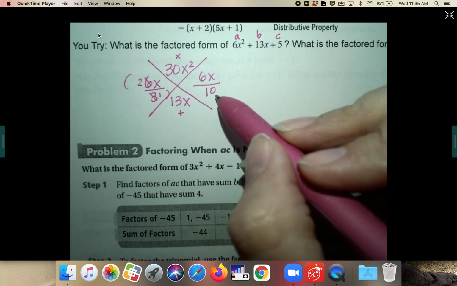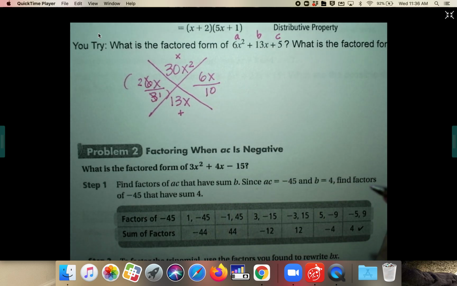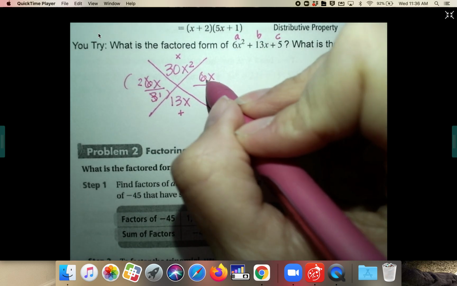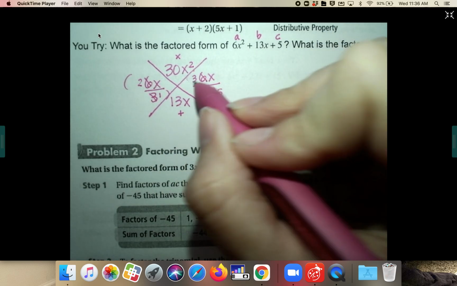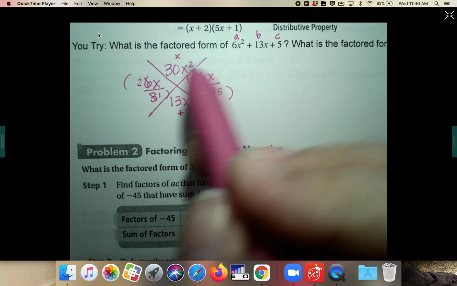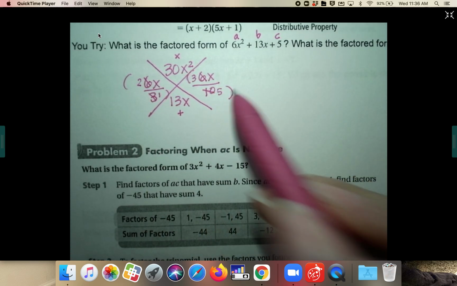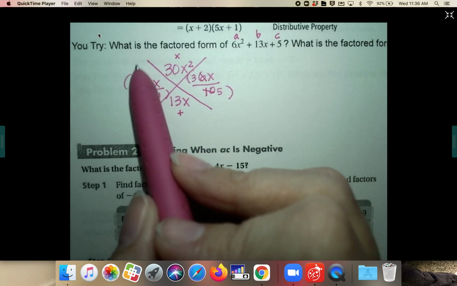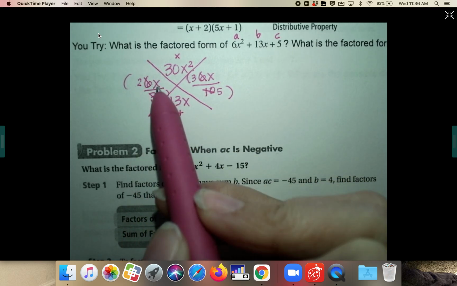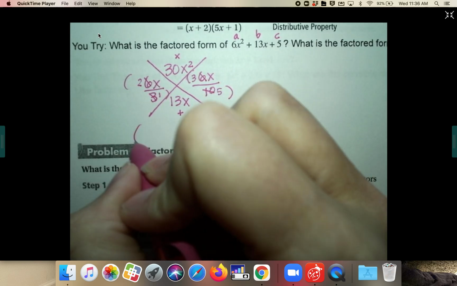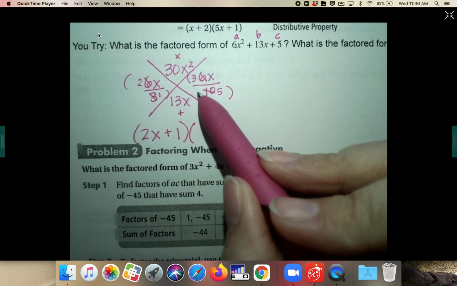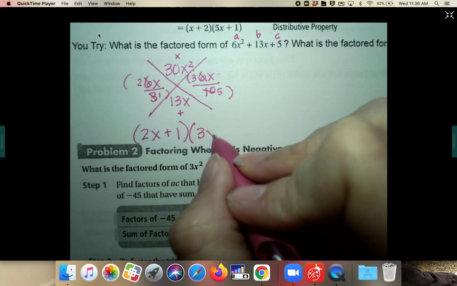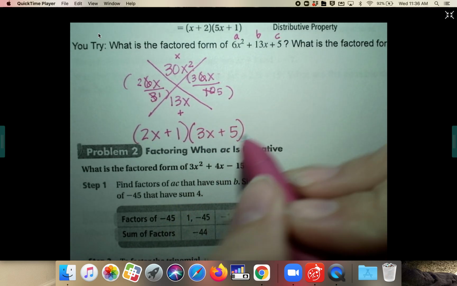6 and 10 simplify. 6 and 10 both divide evenly by 2, so let's do it. 6 divided by 2 is 3. 10 divided by 2 is 5. That's our second set of parentheses, reading it left to right if that makes sense. So our final answer is parentheses 2x plus 1, times 3x plus 5.